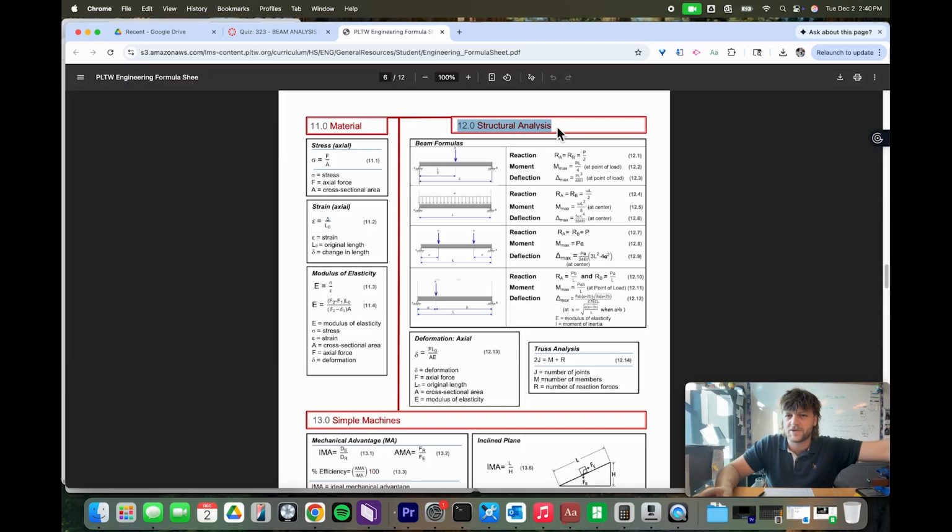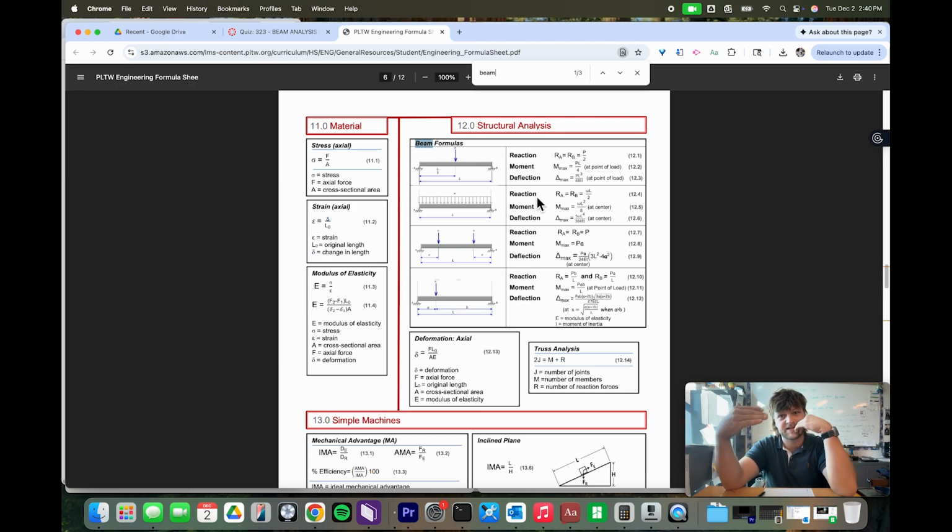So 12.0 structural analysis. If you get any questions like this on the EOC, remember we can always press Control F and type in beam. Then that will show you the beam formula, right? This is the beam analysis, and that's why we search beam there.